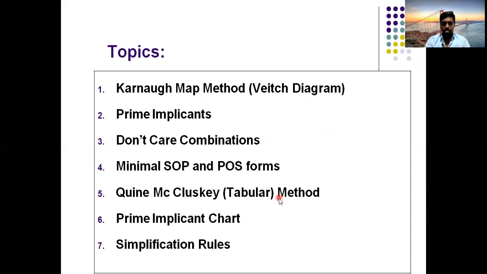And the fifth, sixth, and seventh topics are the Quine-McCluskey method, which is called the tabular method. While you are dealing with this method, we will come across the prime implicant chart as well as the simplification rules we are going to follow for this table method. So the first four topics make up part 1 of the second unit, and the remaining three topics will be covered in part 2. Today we will discuss the introduction of the K-map, how K-map is used, and in which conditions K-map is going to be used.